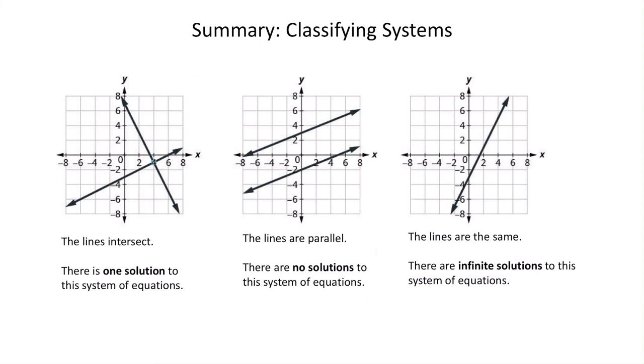So remember, in summary, to classify systems: if the lines intersect at exactly one point, there's one solution to the system of equations. If the lines are parallel and they will never intersect, then there are no solutions to the system of equations. If the two lines are exactly the same, there are infinite solutions because every point that is on both lines will be a solution to the system.